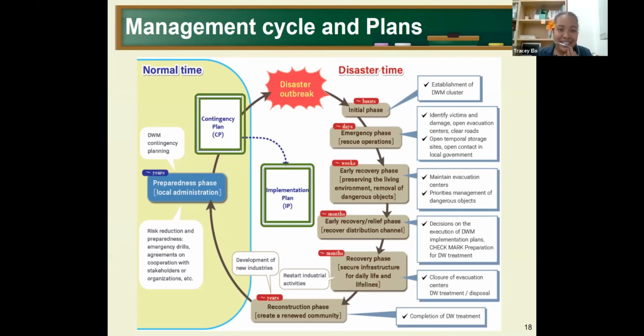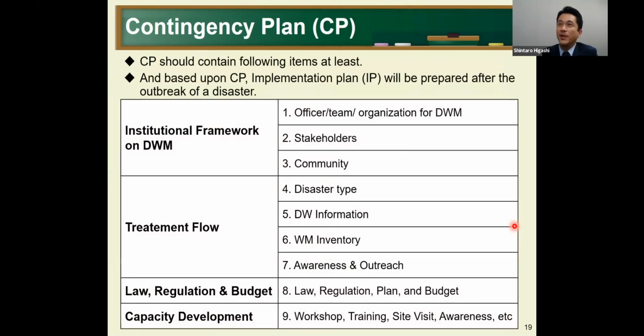I have a question, Higashi Sensei. How can we develop such a contingency plan? Okay, please go to the next slide. I tried to show the basic contents of a contingency plan, but actually, we should discuss many items. However, the basic points might be these 9 items. A contingency plan should contain the following items at least. Based upon the contingency plan, the implementation plan will be prepared after the outbreak of disaster.